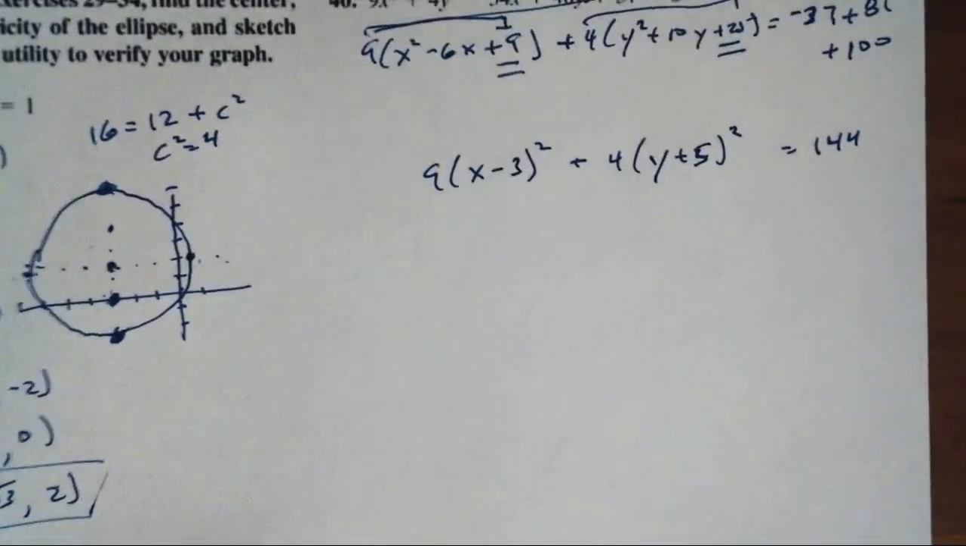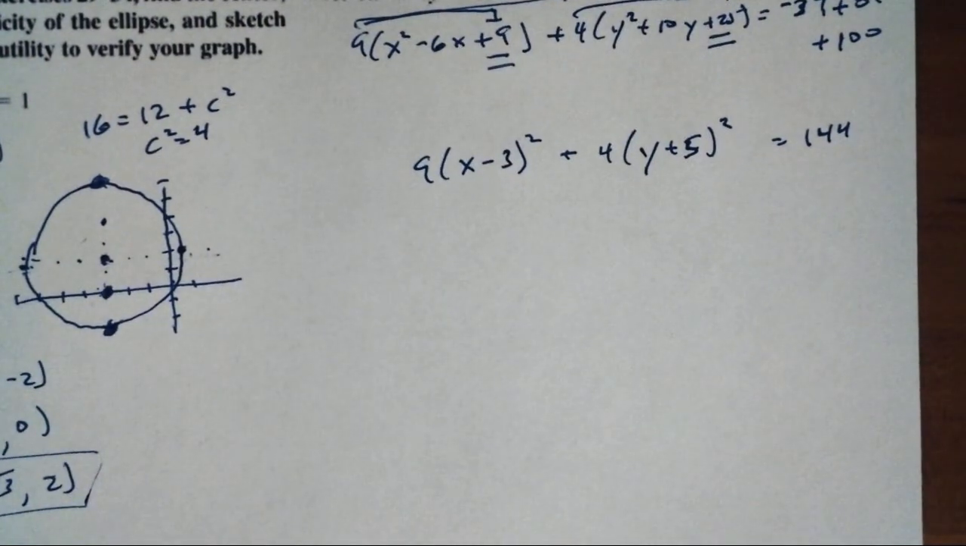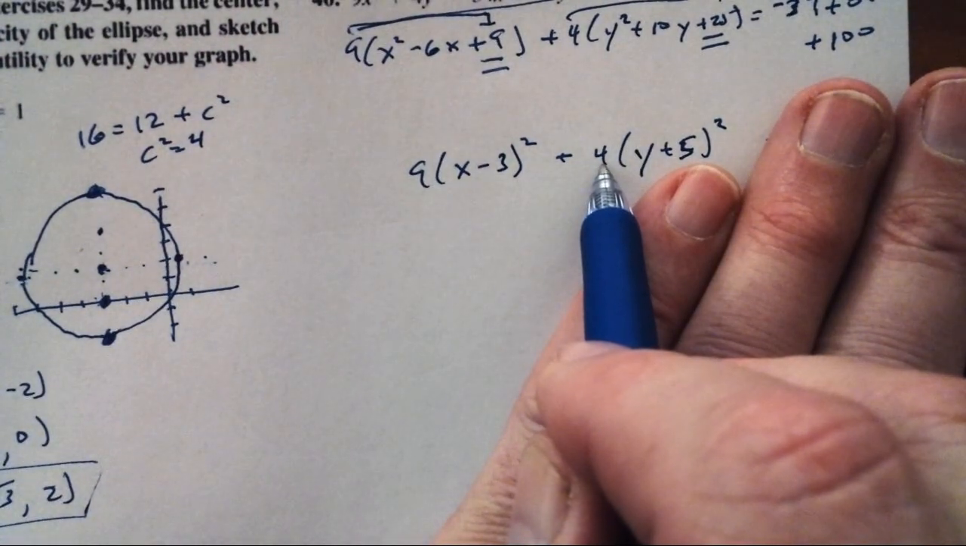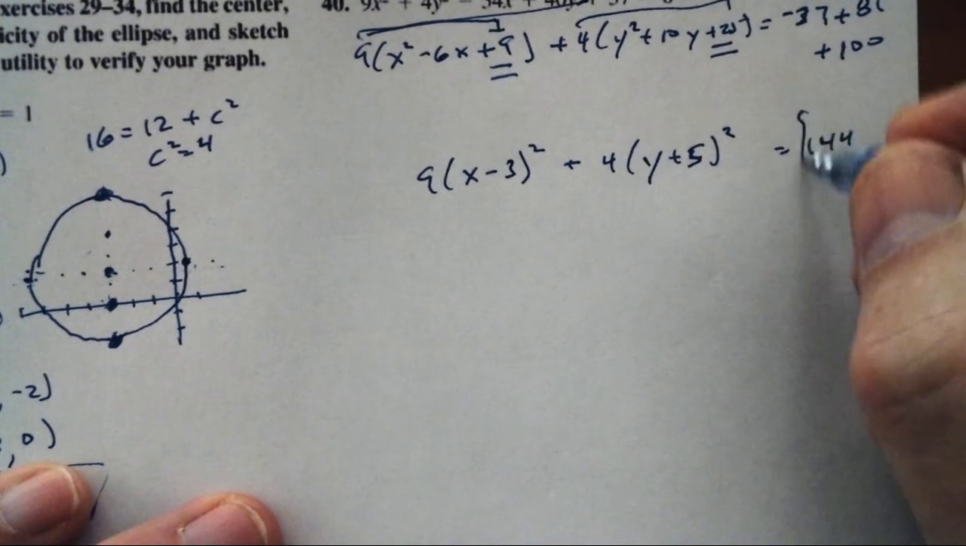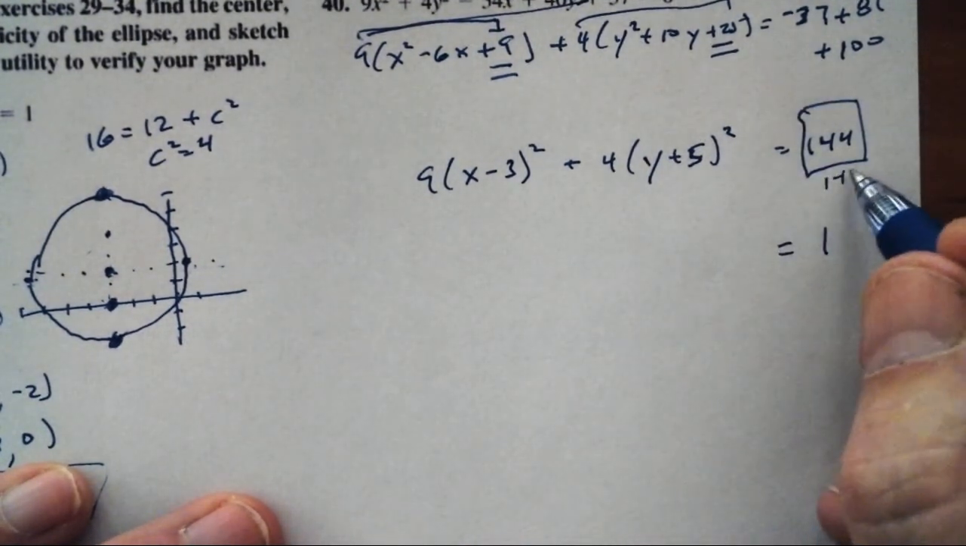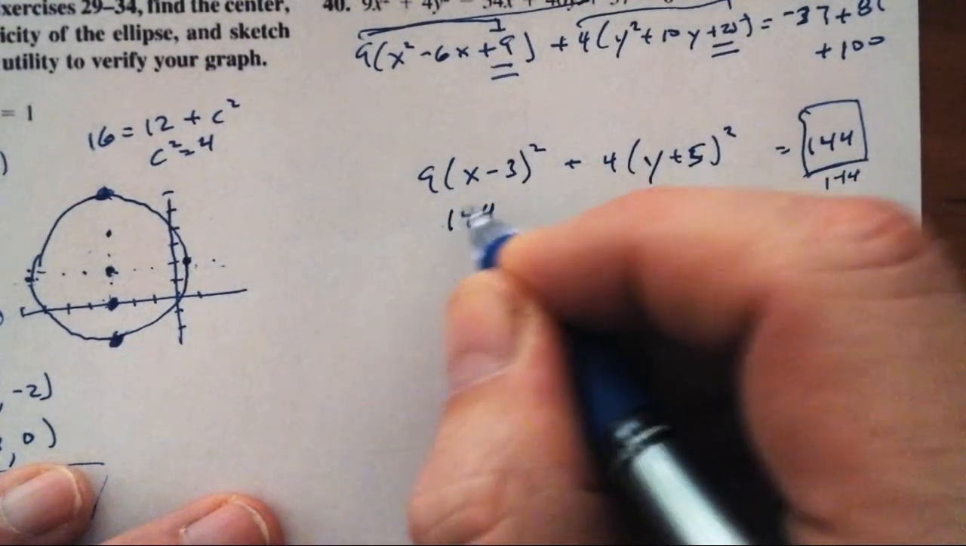Now, here's where some people get mixed up and they think, well, I don't want 9 and 4 divided by 36. But that's not the case. I'm now driven by this side. I want this side to equal 1. So I'm going to divide by 144.